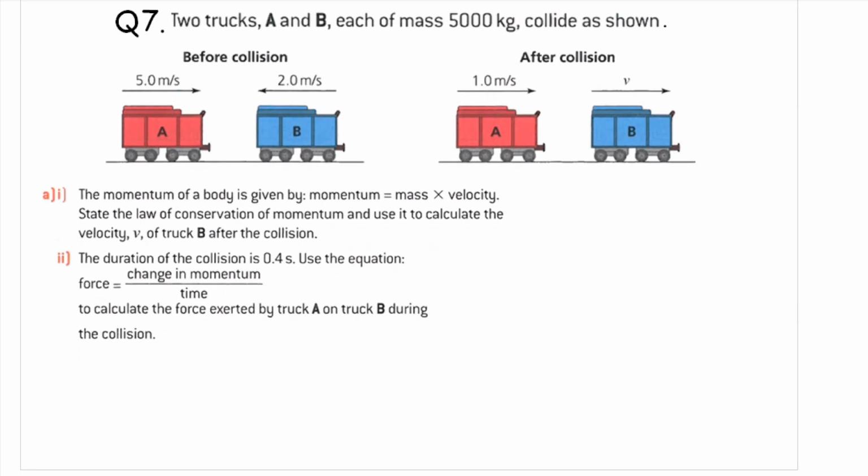Now, question 7. 2 trucks, A and B, each have a mass of 5,000 kilograms, and they collide with each other. Now, state the law of the conservation of momentum. Well, we know that momentum before an event equals the momentum after the event. And then, so that's that bit. Then we want to calculate the velocity of truck B after the collision. So here we go. I'm going to do this over here.